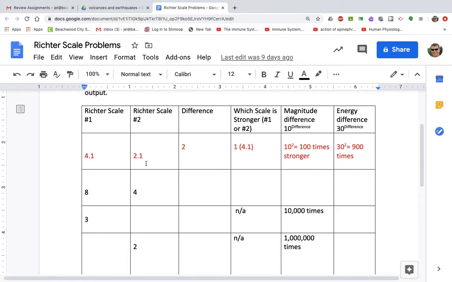So this one's done for you. Let's say this Richter scale read a 4.1. And let's say this Richter scale read a 2.1. Okay, fine. So that means you want to find the difference between the two scales. So the difference would be 2. There's 2 steps, if you will, difference.